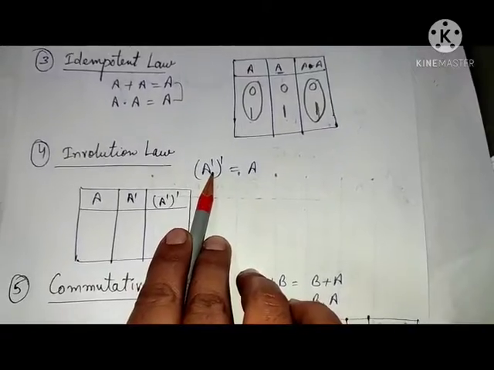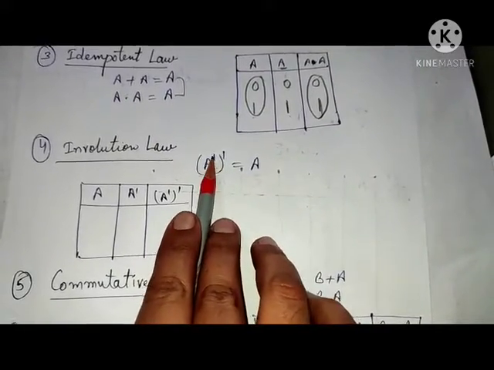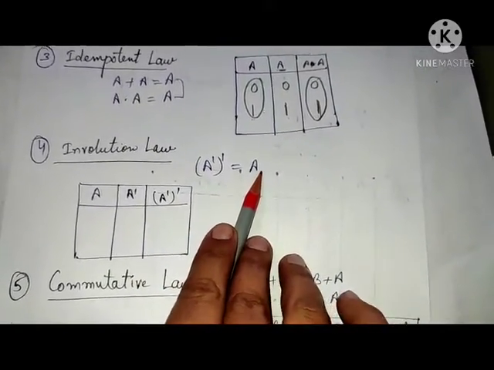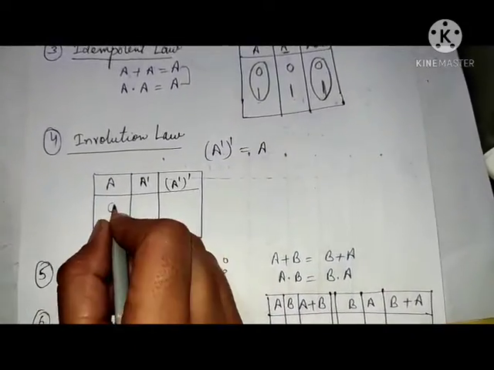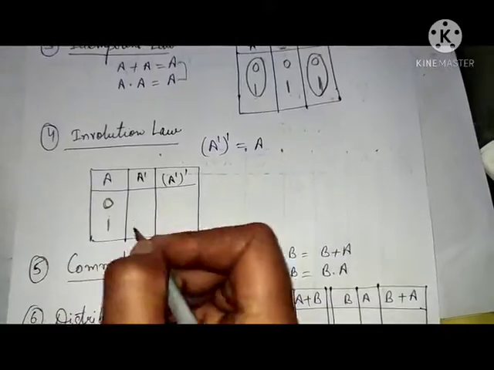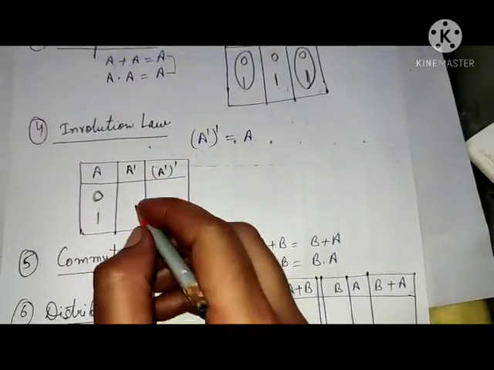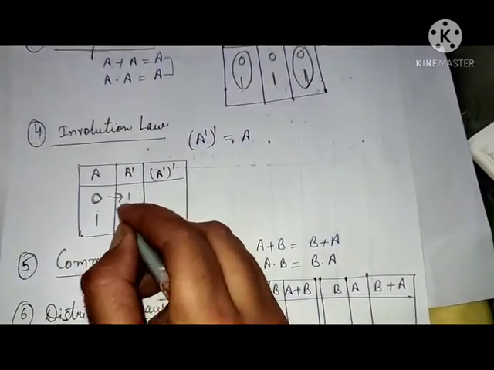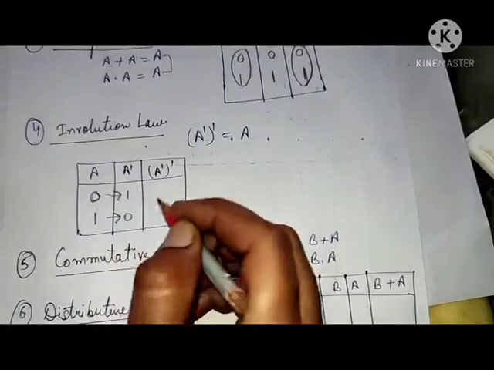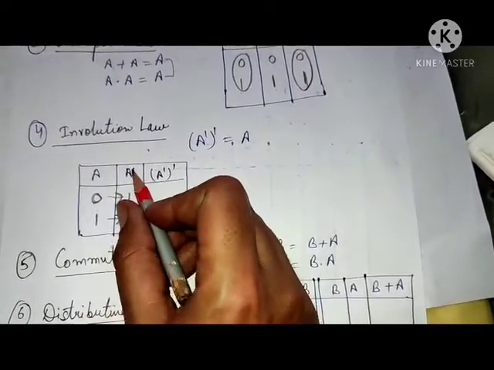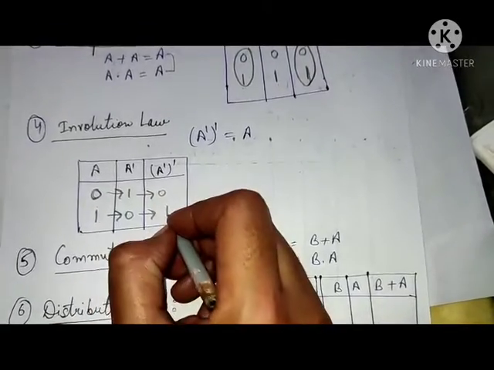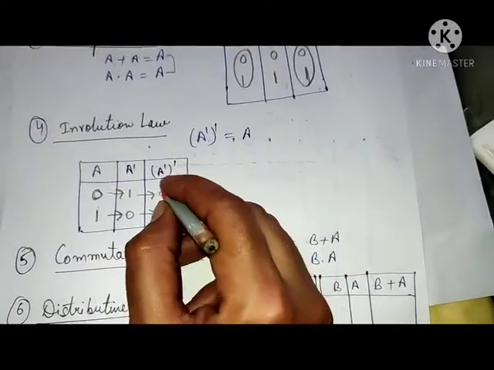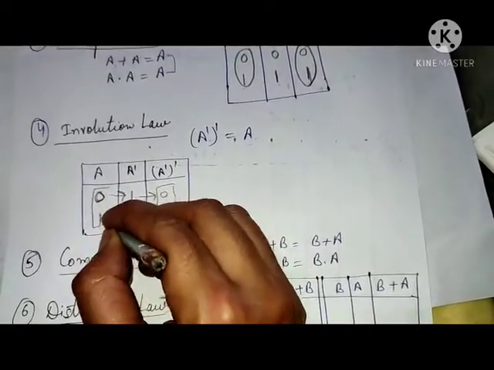This law states that the double complement of any variable is equal to the same variable. We can check by truth table again. If I am taking the one variable a, the values are 0 and 1. So what is the complement of it? 1 is changed into 0. Again we have to take the complement of this. So 1 is changed into 0, 0 is changed into 1. So we can see that these values are the same.